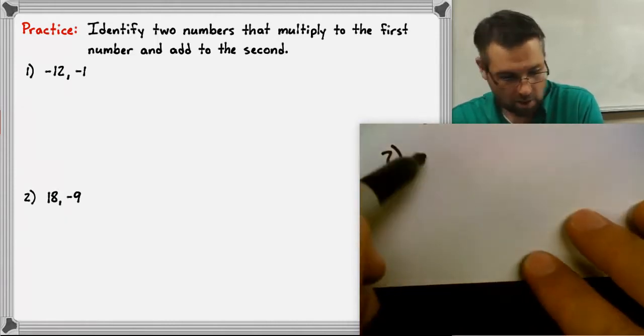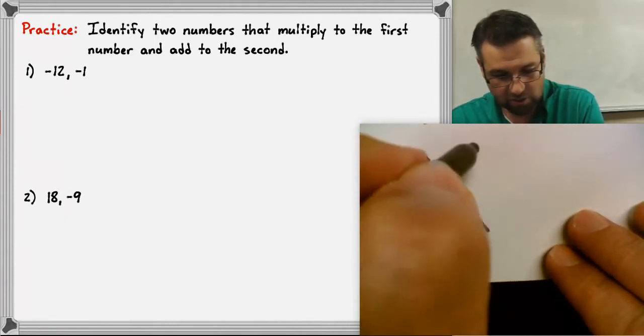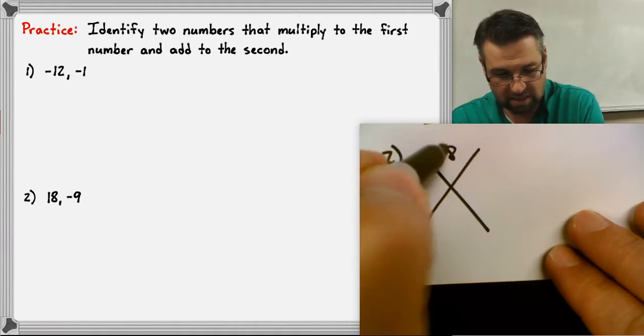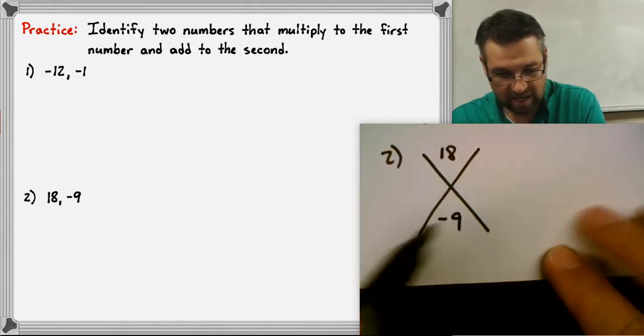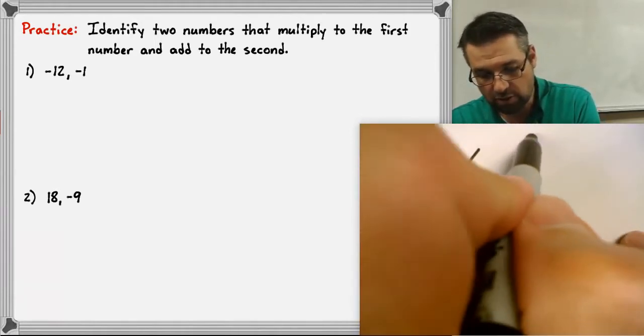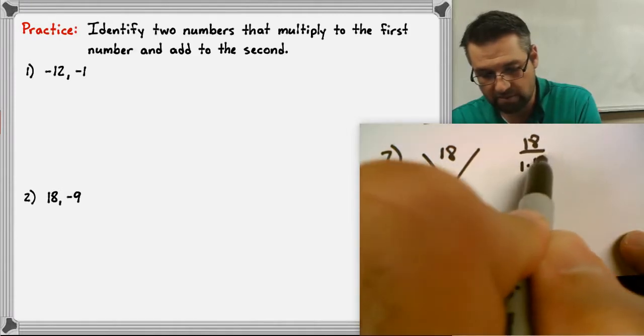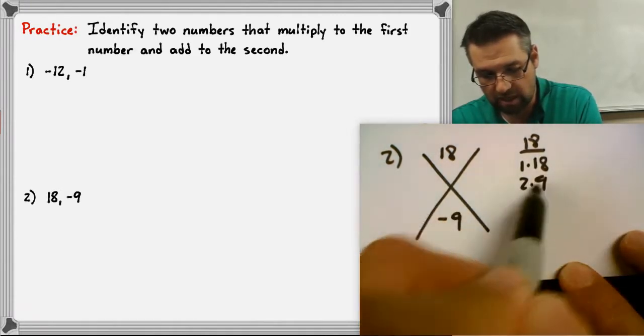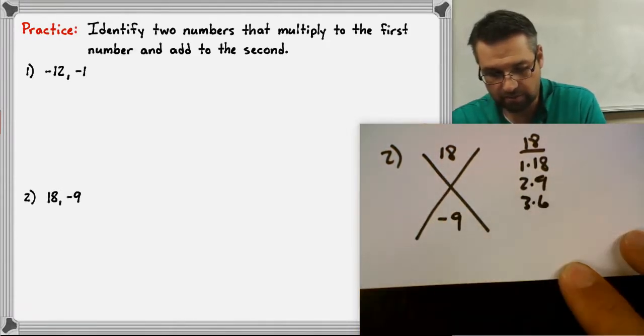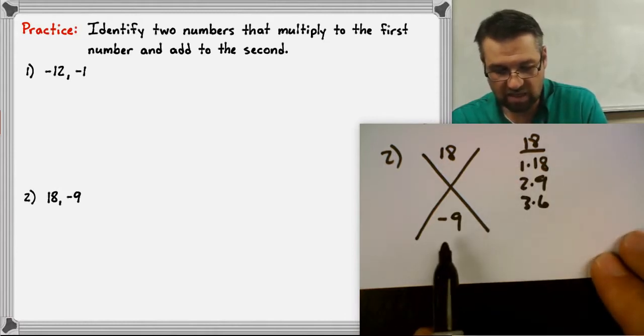Okay. For the second one, let's go ahead and go over that one. Number 2, we have 18 and 9. So we're looking for what multiplies to positive 18 and adds to negative 9. So we're going to list our factors for 18. That would be 1 times 18, 2 times 9, and 3 times 6. Out of these, which one can give me a 9?